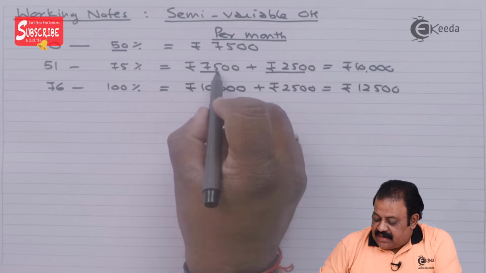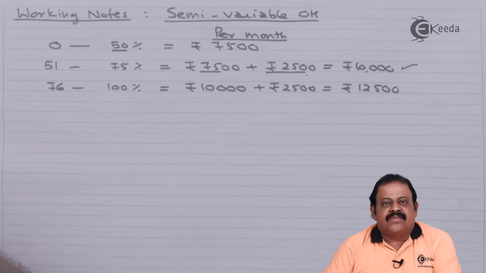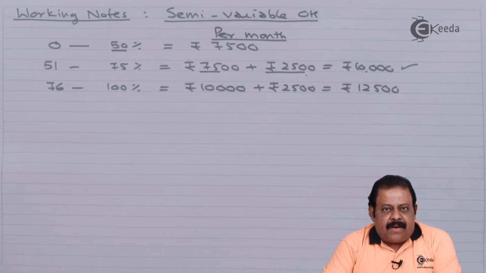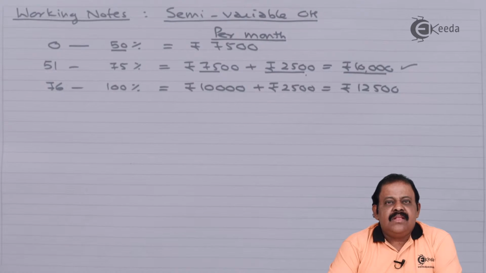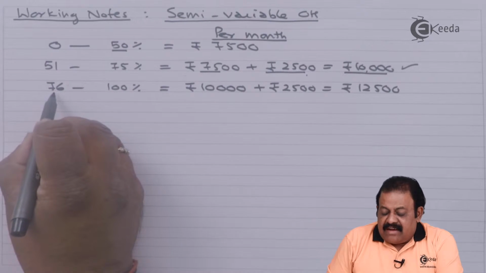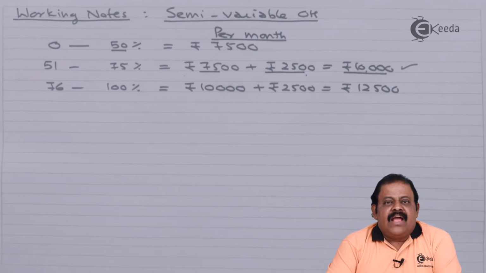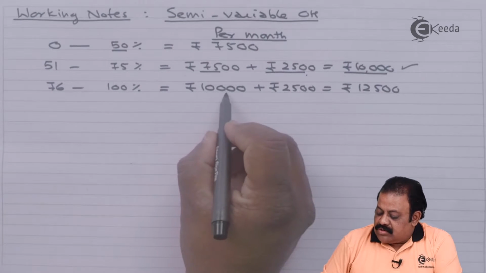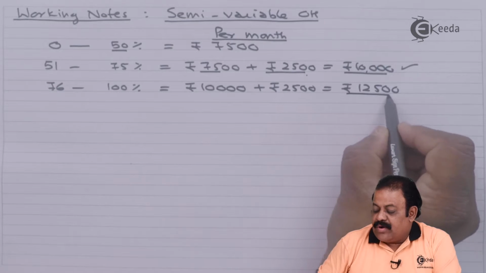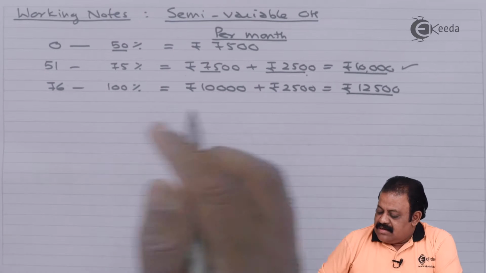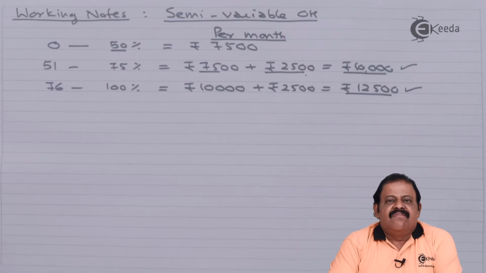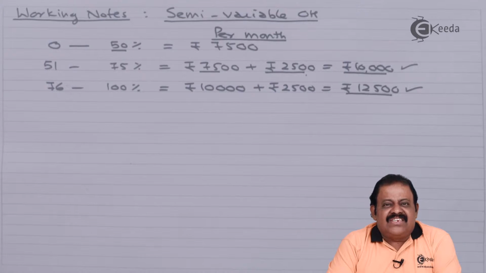That means 7,500 plus 2,500, it will be 10,000. So if I use 55% of installed capacity, 60%, 70%, it is going to remain rupees 10,000. If we exceed this, from 76% up to 100%, additional 2,500, that is 10,000 plus 2,500, it will be 12,500. So if I use 80%, 85%, 95%, semi-variable overheads will be 12,500. This is how it is varying as per the capacity utilization.